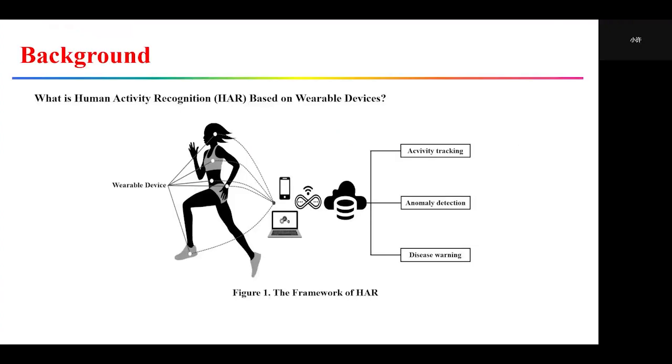In this slide, we will introduce the activity recognition method based on wearable devices. What is human activity recognition based on wearable devices? HAR is widely used in activity tracking, anomaly detection, and disease warning. We place wearable inertial measurement units (IMU) on the human body to collect human activity data. Then, we process the raw data into a signal image. Finally, we send the signal image to the neural network classifier to classify the user's activity.